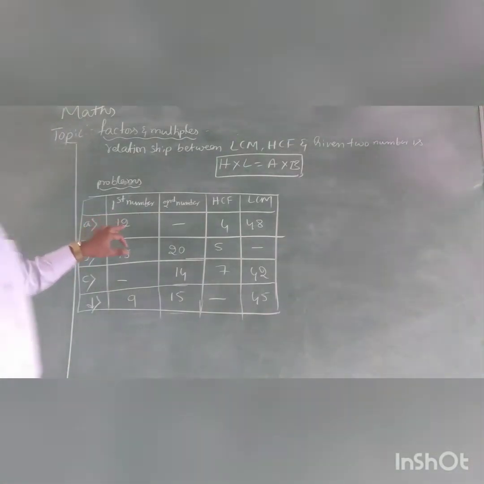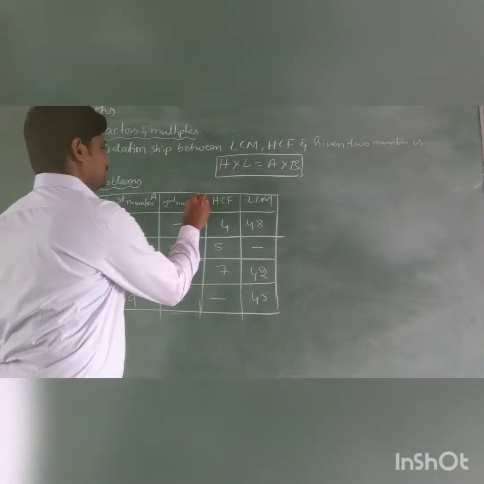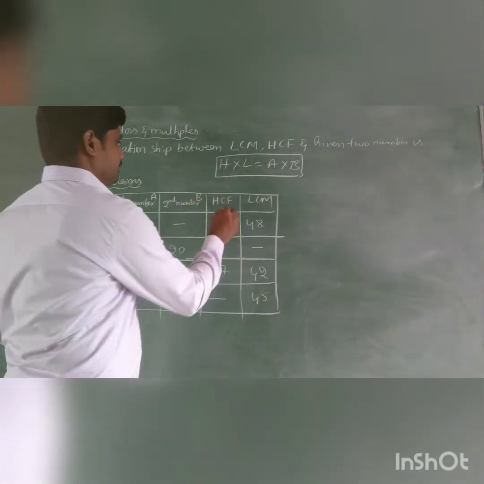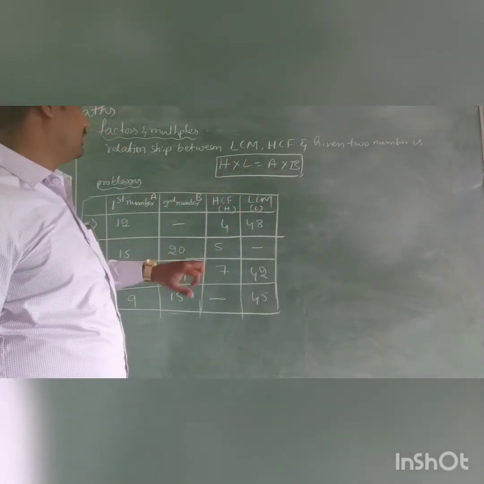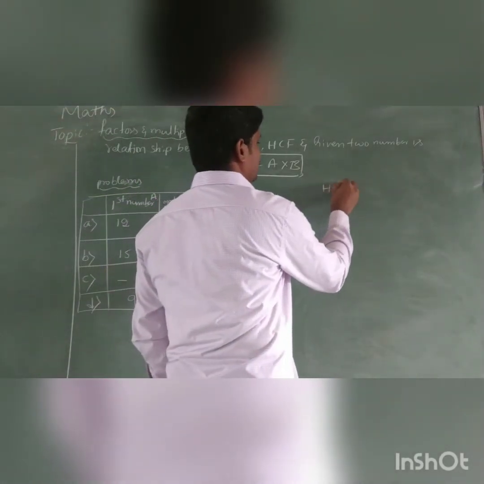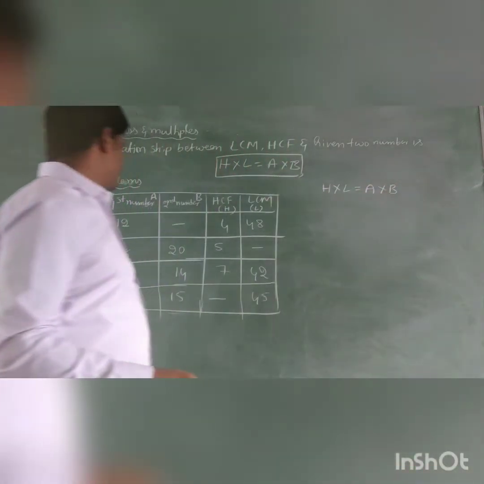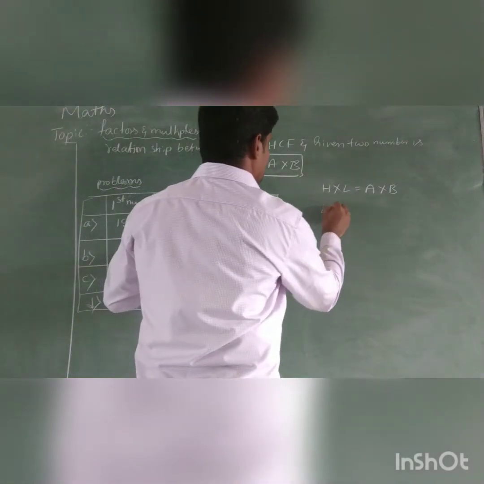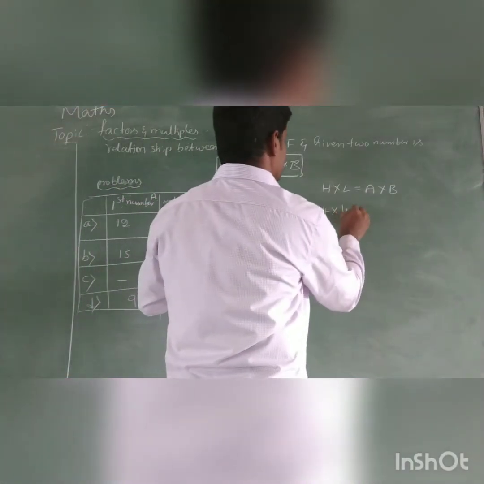How do we find out that value? Observe all of it. First number means A, second number means B, HCF means H and LCM means L according to the formula. Using this relationship, find the value of B. First, you should write the formula: H into L is equal to A into B. In the first problem, what is the HCF? H is 4, substitute 4. What is the value of L? L means LCM, 48.